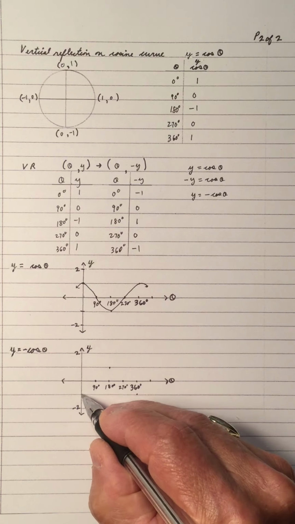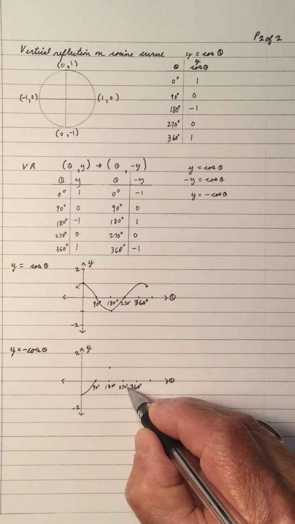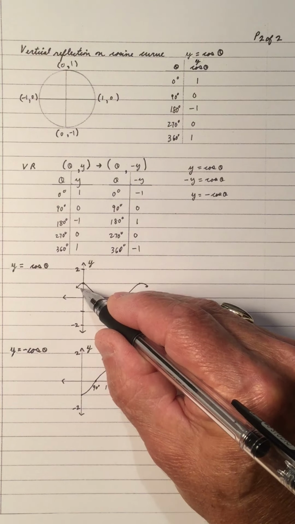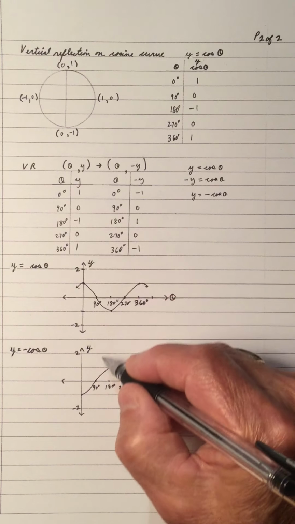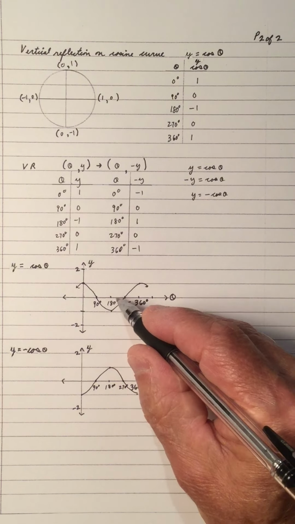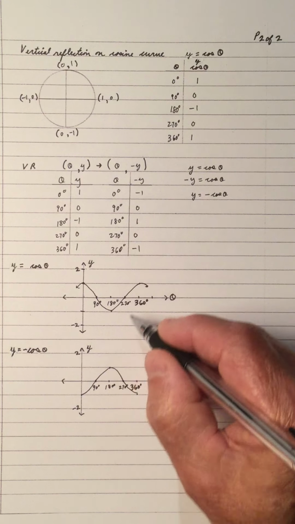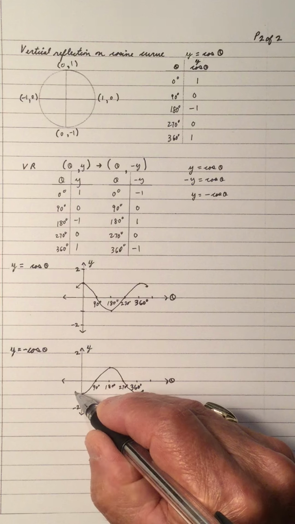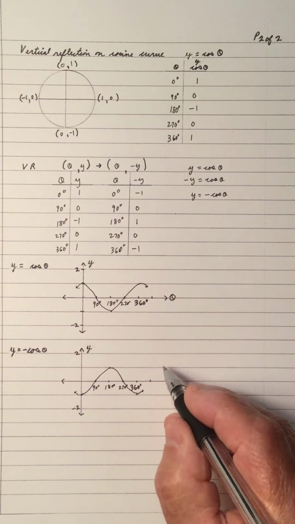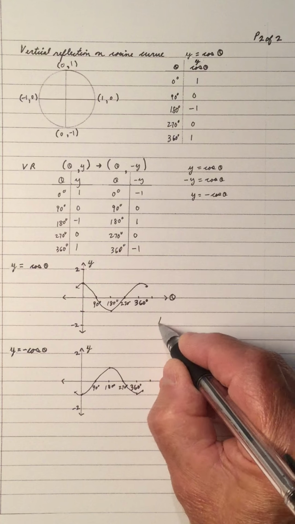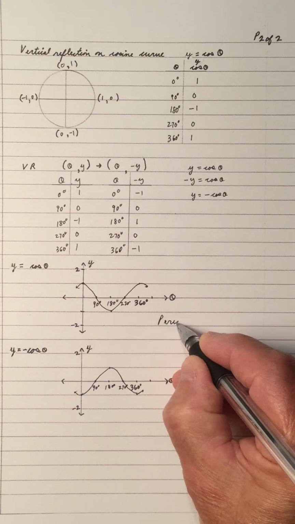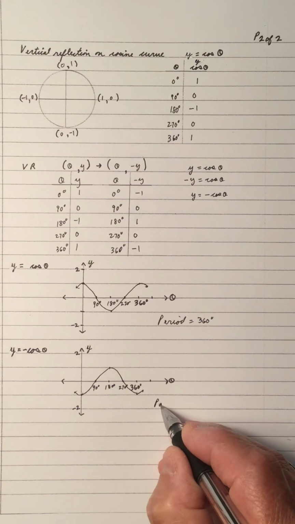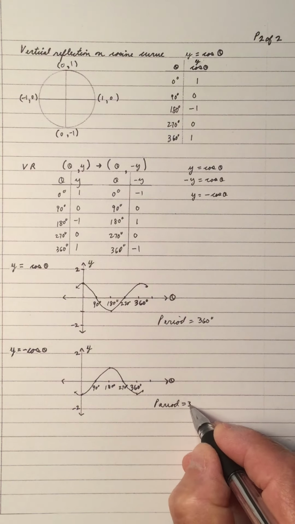So notice it's reflected. So the 1 becomes negative 1. Zeros don't change here and here. The negative 1 becomes a 1, and the 1 becomes negative 1. So there's the reflection, and the period of the original is 360, and the period after reflection is also 360.